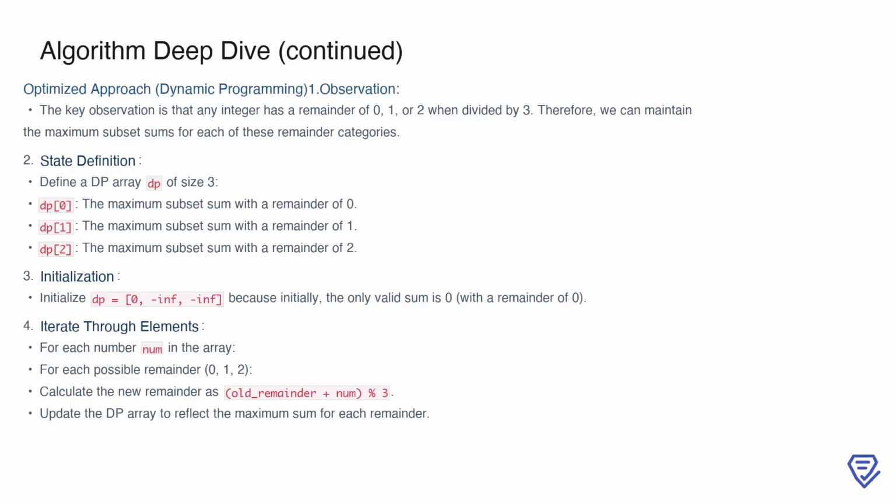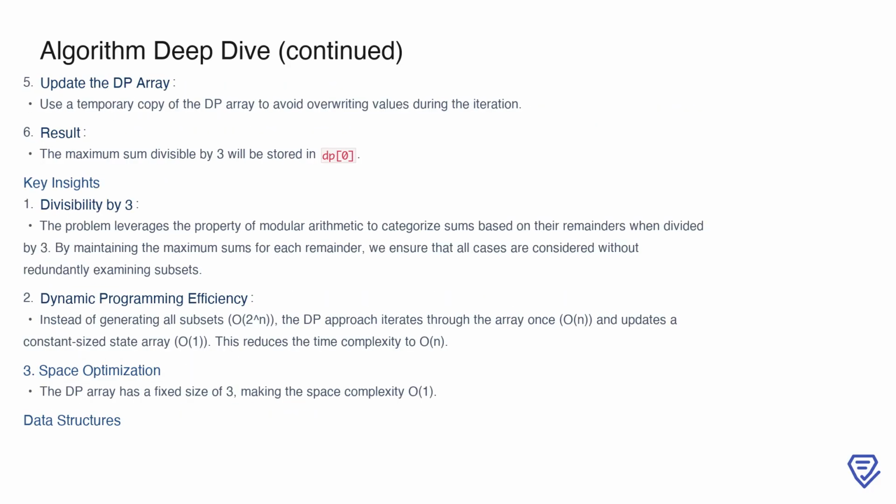that leaves a remainder of 2. Initially, we set DP equals [0, -INF], as the only valid sum at the start is 0, which has a remainder of 0. We then iterate through each number in the array. For each number, we calculate the potential new remainders by adding the number to the current sums in the DP array and updating the array to reflect the maximum possible sums for each remainder. To ensure correctness during the iteration, we use a temporary copy of the DP array when updating the values. This prevents overwriting the current state while processing the elements.